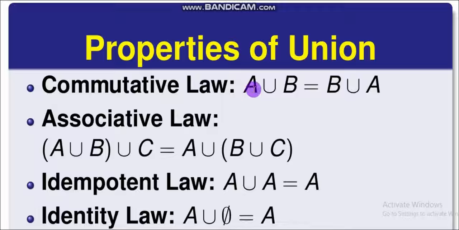Multiplication, if I say 10 times 20, I'm going to have 200. If I say 20 times 10, still I will get 200. So whichever one I put first and the other second will not change my result. So A union B, the result will be the same as B union A.